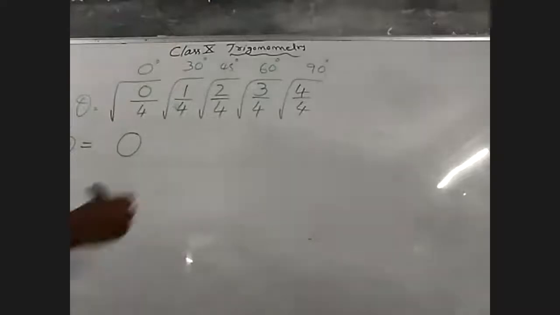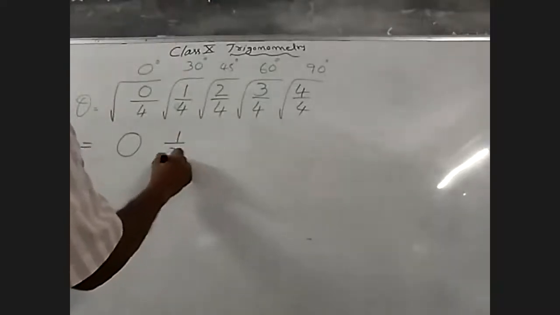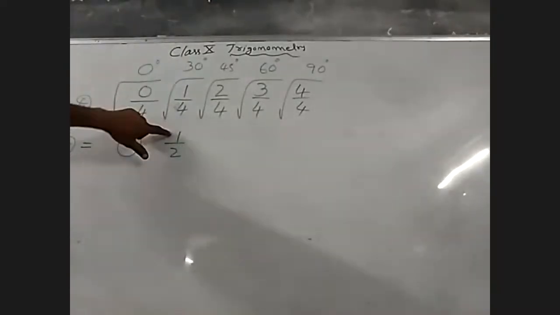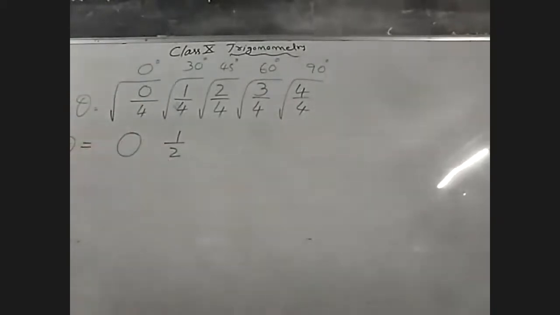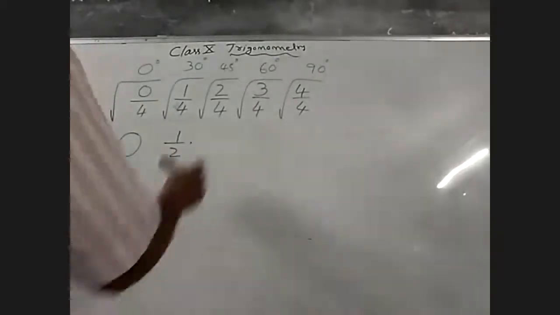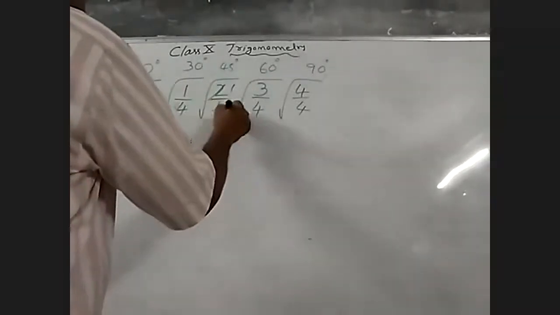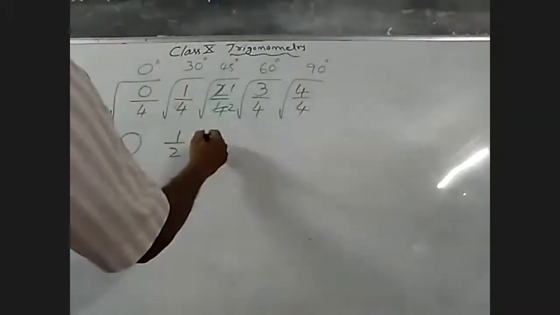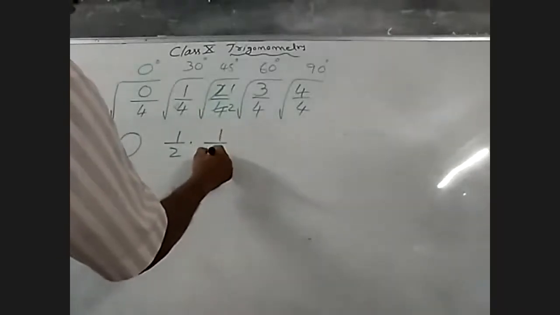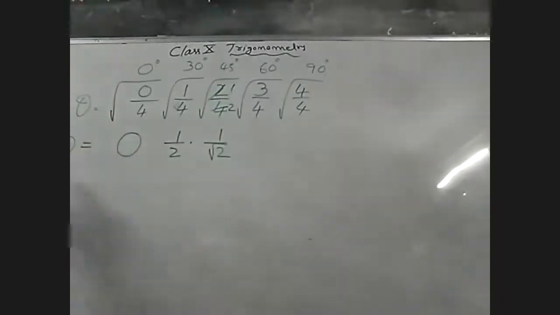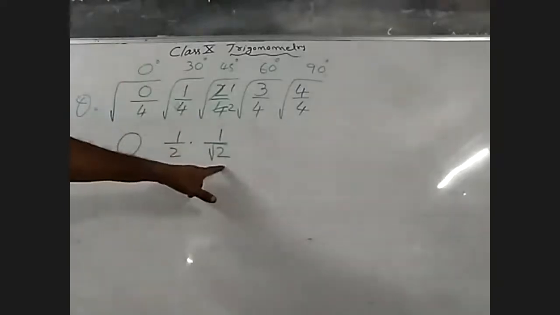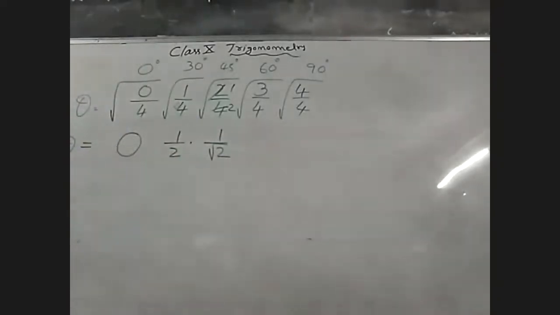Sine 30, you see that is half, because root 1 is 1, root 4 is 2, so half. Again, now this one, 2 by 4, so root 1 is 1 by root 2. So sine 45 is 1 by root 2. You turn the page and check whether what I am writing is correct or not.